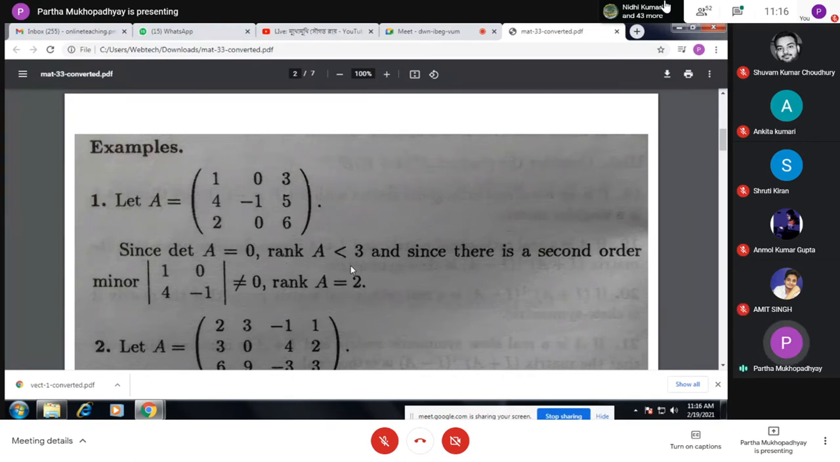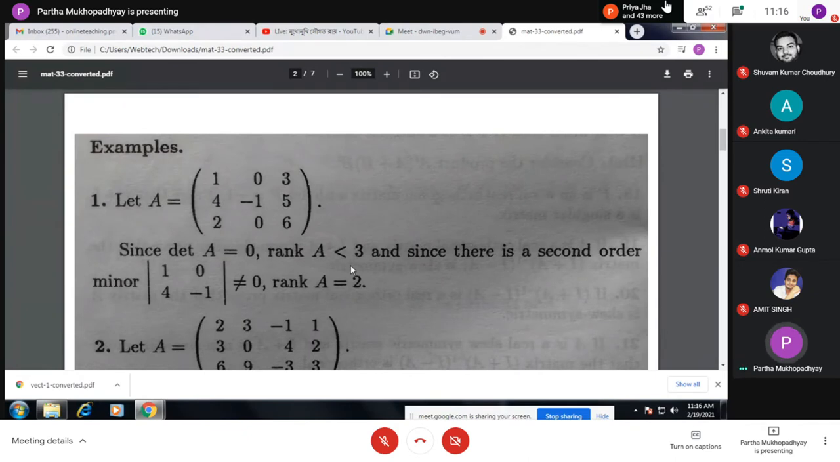When will it be less than 3? Very simple to see: if the determinant of A is equal to 0, that means this minor is 0, determinant of A is 0. That means there is no non-zero minor of order 3, so the rank will be less than 3.